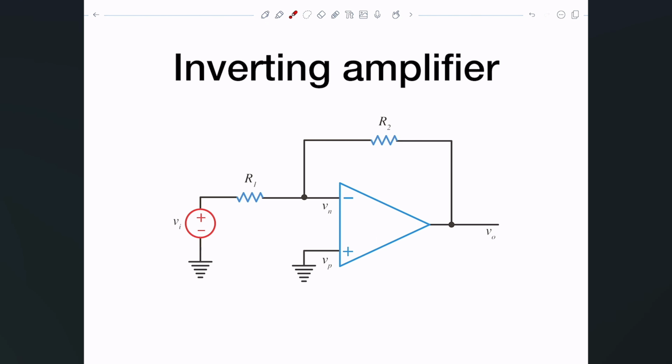So my goal now is to see how V out relates to V in, and specifically the ratio between them, which we typically call the closed loop gain. The closed loop because there's now a loop, a feedback loop, a negative feedback loop, that is. All right, so let me just get started in here. So the first thing I'm going to do is apply my assumptions.